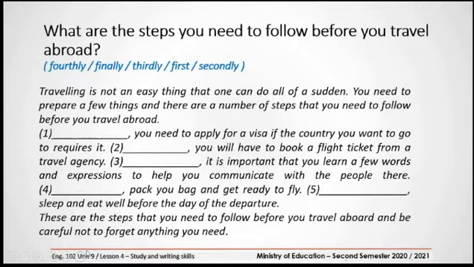Your answer is correct. Your answer is correct as well.